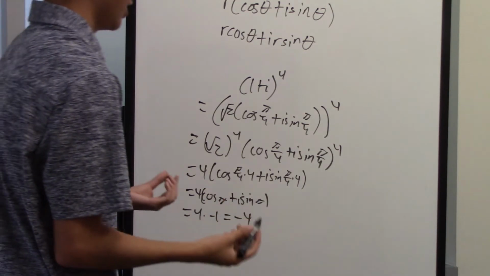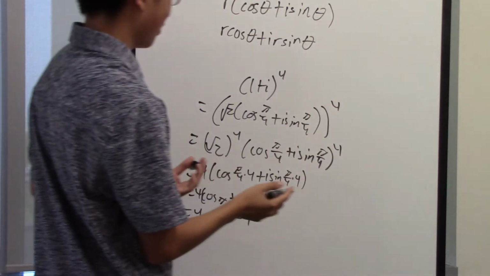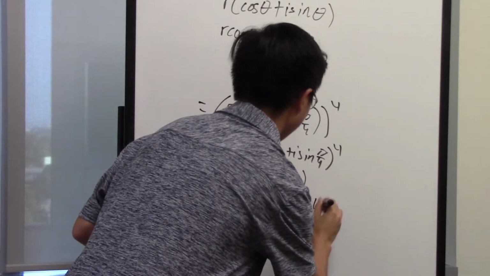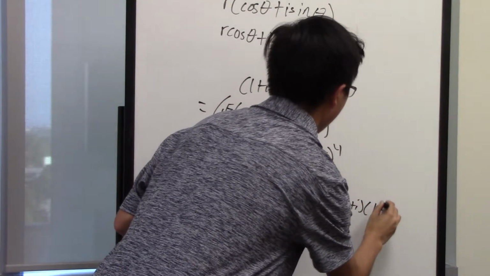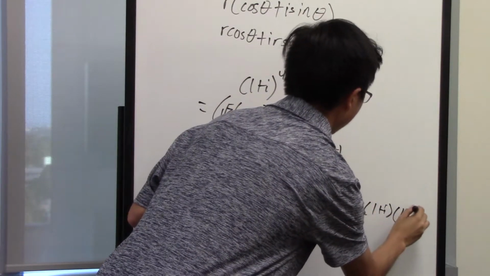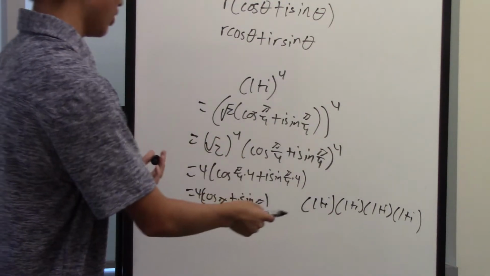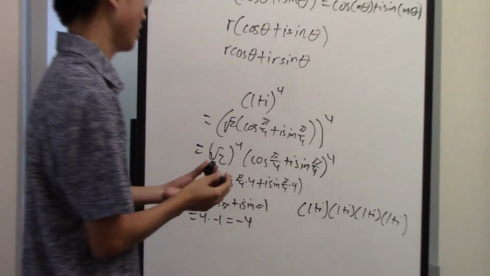Now, if we were to do this without DeMoivre's formula, we would basically just multiply this out a bunch of times like this. And that wouldn't be very fun, right? So using DeMoivre's formula, we were able to simplify this exponent a lot easier using trigonometry.